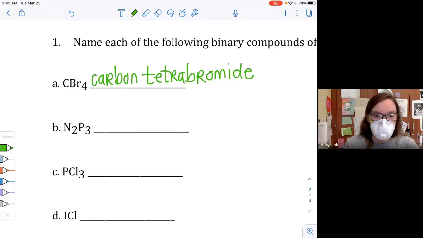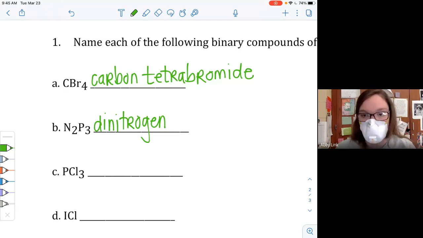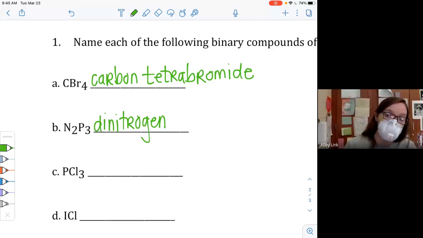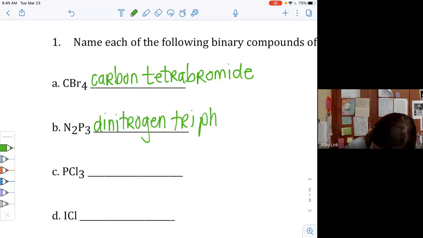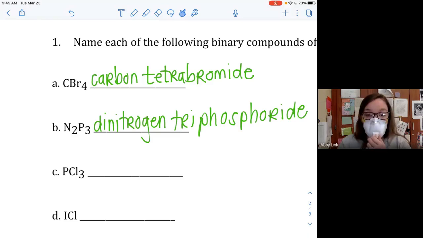All right, let's take a look at letter B. It says N2P3. So the prefix for 2 is di, so dinitrogen. Remember, we don't change the name or the ending of the first element, right? We just add a prefix if there is more than one as the subscript. And then for 3, we have a prefix of tri, and then phosphide. Okay, again, changing the ending of that second element to -ide still. Dinitrogen triphosphide.